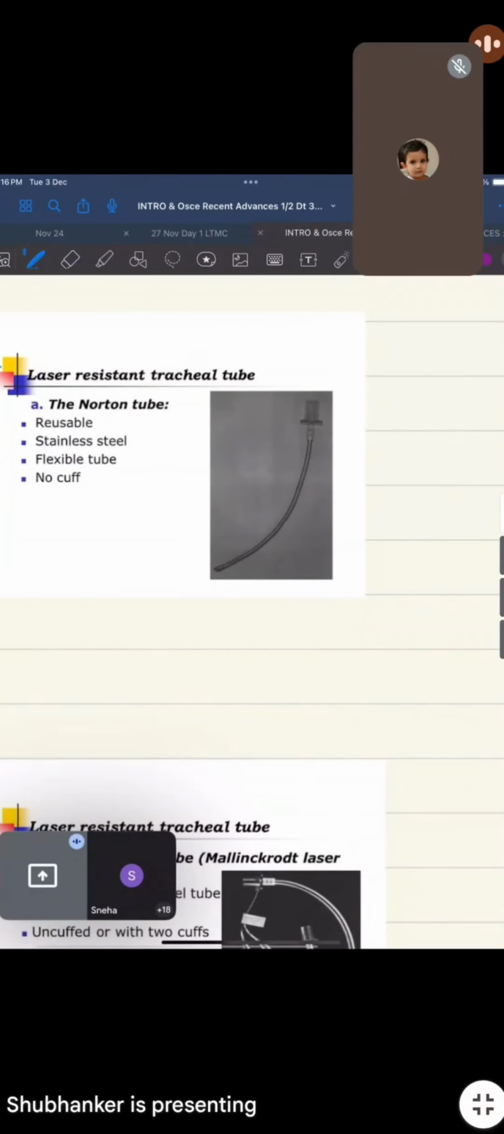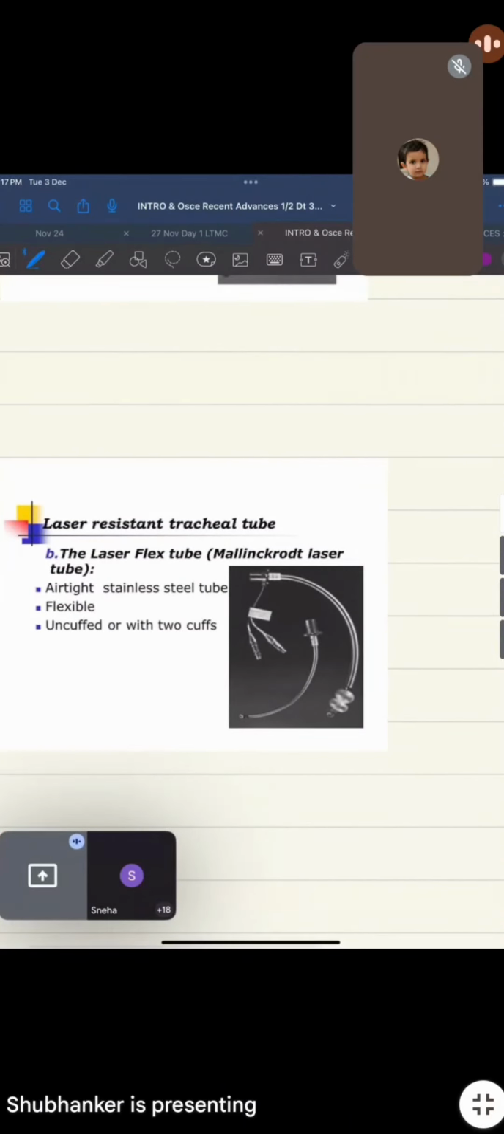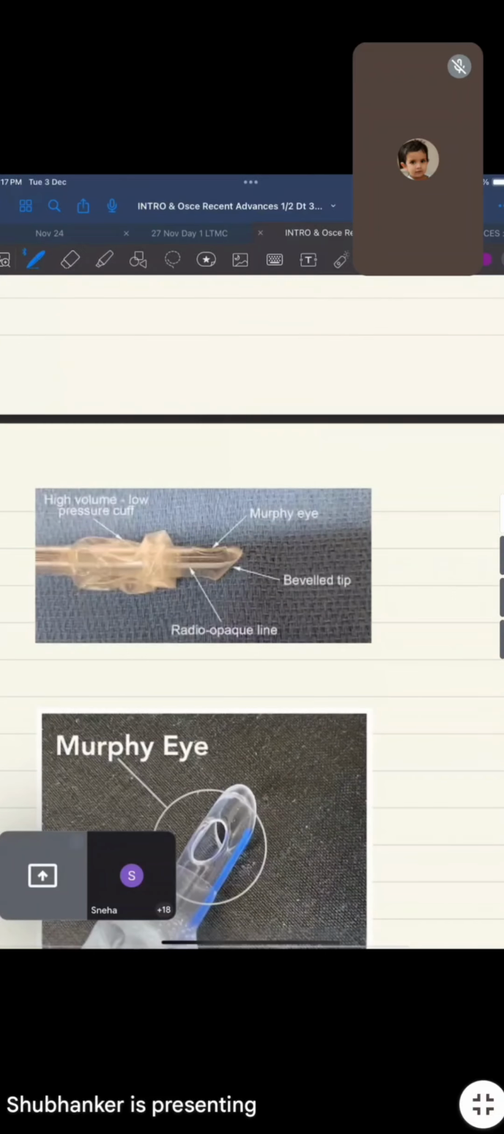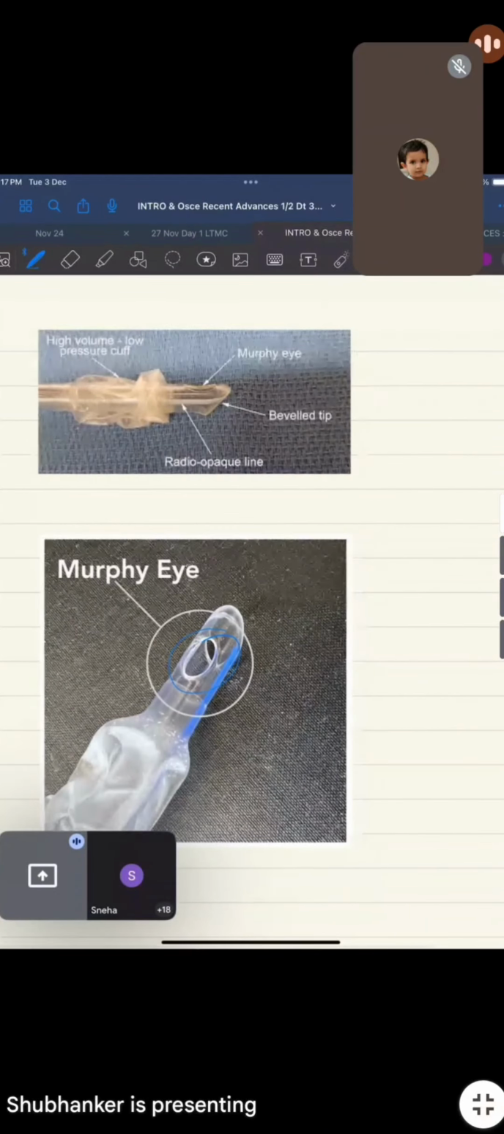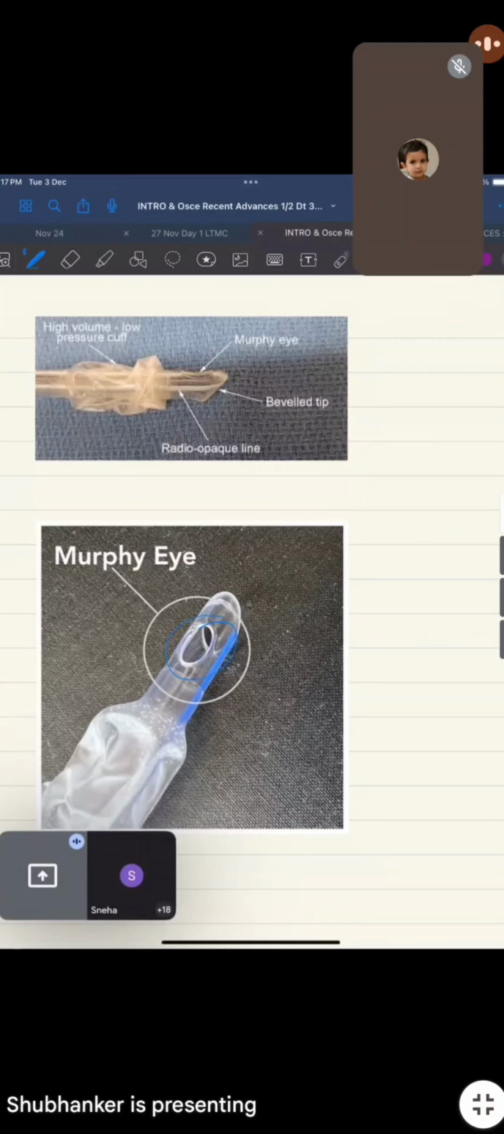I'll just increase it. This is the Norton's tube. Just see, it's a laser resistant tracheal tube. Okay. There's one more tube where the image which we saw, the name is Mallinckrodt laser tube. Okay. 2 questions हो गए. आगे चलते हैं. ET tube से related, there are 2 more questions. What is this opening? This is called Murphy's eye, and this is a radio opaque line which is there in the endotracheal tube. This is not exactly pertaining to your, just a minute.